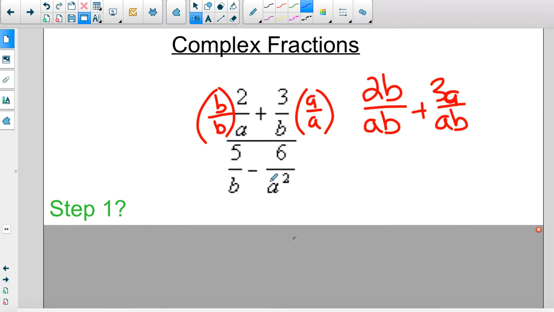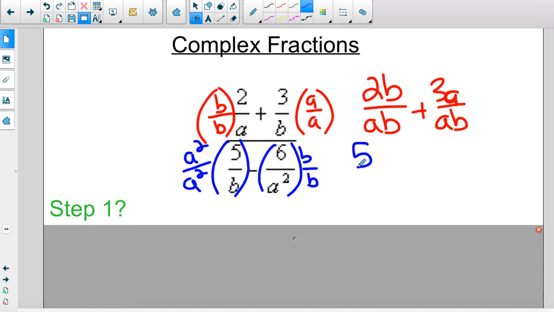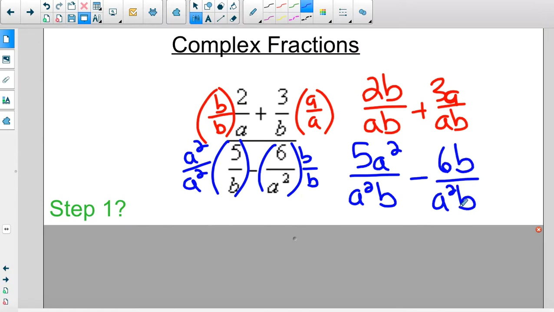So here I have a b and an a squared. So I'm going to take this one on the left and multiply it by a squared over a squared. And I'm going to take the one on the right and multiply it by b over b. And again, we're multiplying everything by 1, so we're not changing the value of anything. It's just a clever way so that I can create the same denominator with the two terms. So off to the left, I'm going to have 5a squared over a squared b minus 6b over a squared b. I hate steps, but that was essentially the first step.